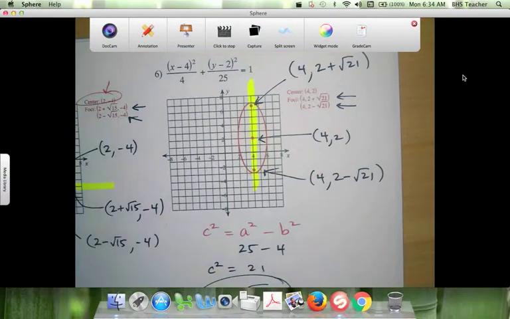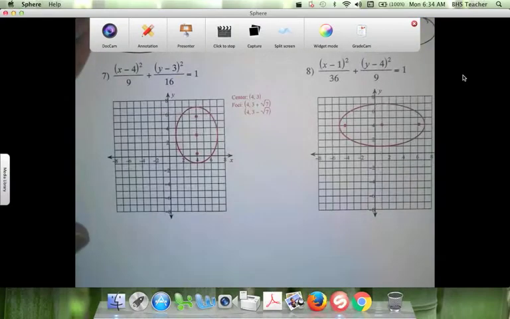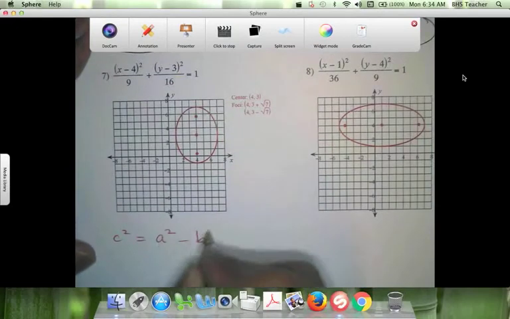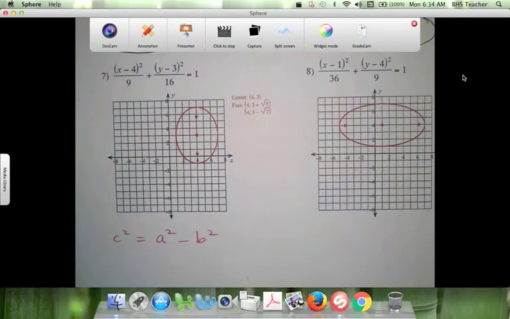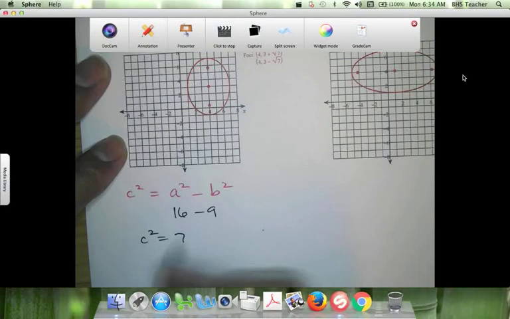Okay, last two, 7 and 8. Just to make sure, C squared is equal to A squared minus B squared. That is going to be 16 take away 9, which is 7. Take the square root of both sides. I get C is equal to the square root of 7.